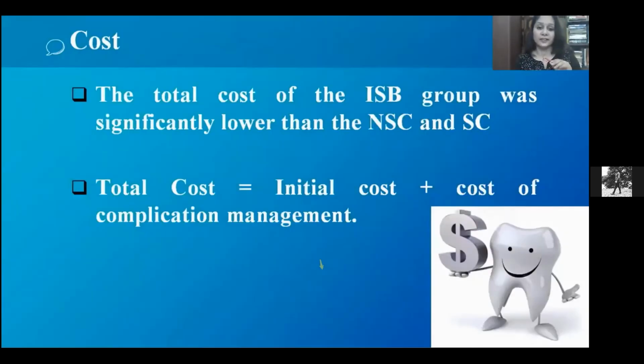And of course, the cost factor, that is, the total cost of the ISP group was significantly lower than the other two groups. It is not only because we need one implant less, which reduces the initial cost definitely, but also the cost of complication management was less in relation to implant-supported bridges.